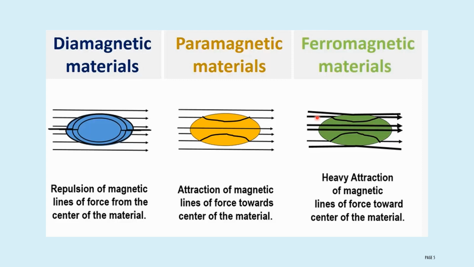Then in the case of ferromagnetic materials, if you place it in the magnetic field, then you can see the heavy attraction of magnetic field lines of force towards the center of the material. These magnetic field lines will be attracted towards the center of the material.